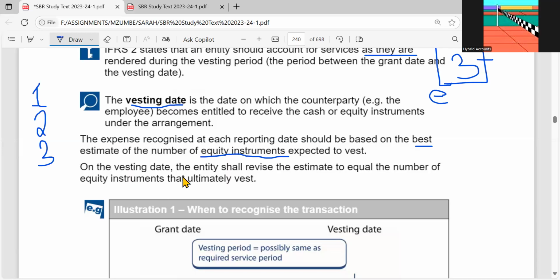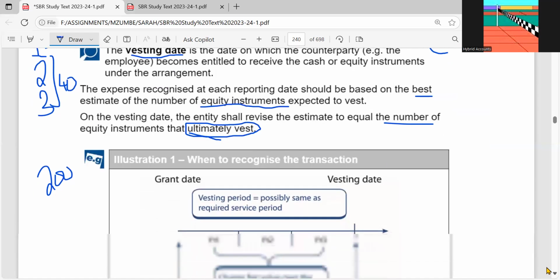On the vesting date, the entity shall revise the estimate to equal the number of equity instruments that ultimately vest. That's why I told you the final year is obvious, because maybe initially you started with 300 employees, but after 3 years you only have 200 employees, so it would be more accurate. Maybe at the end of year one, you would say, okay, 10 employees have left, but I expect a further 40 to leave during year two and year three. This is the expectation, so it's not certain. But after 3 years, you would ultimately know the number of employees who have left and the number of employees who are actually entitled to those equity instruments, right?